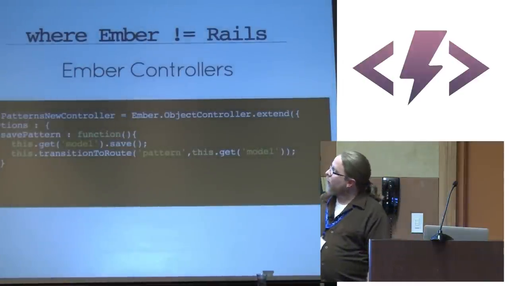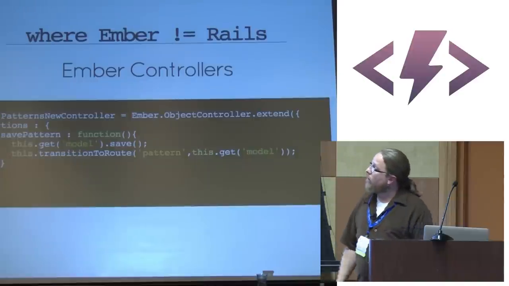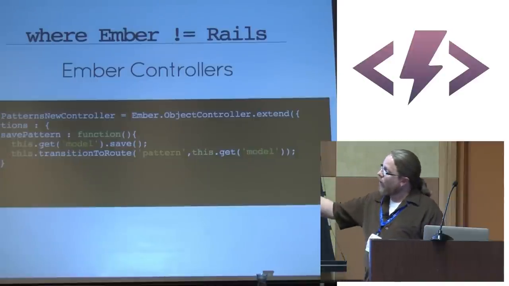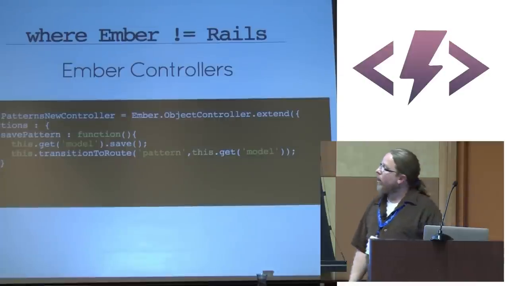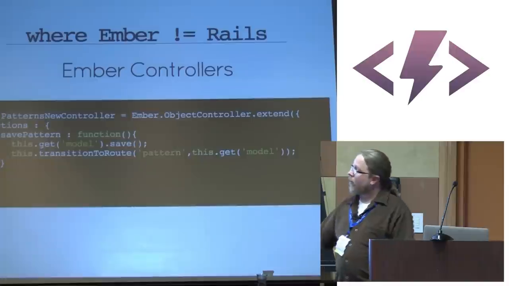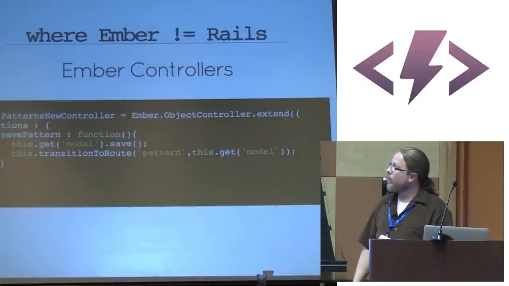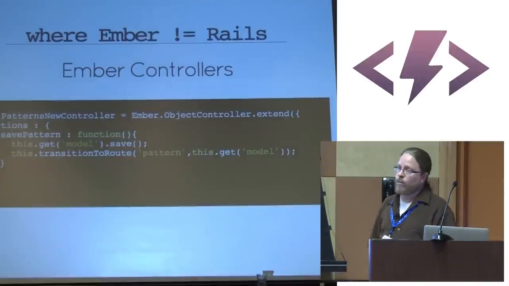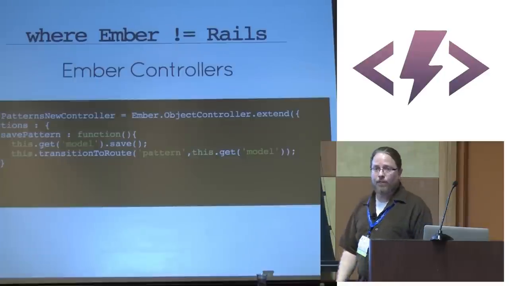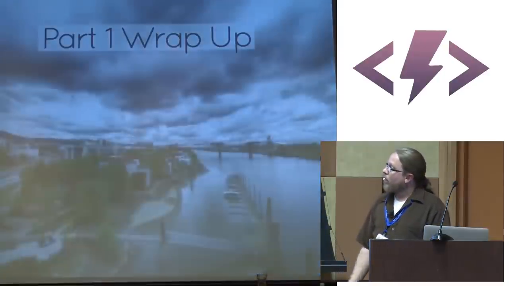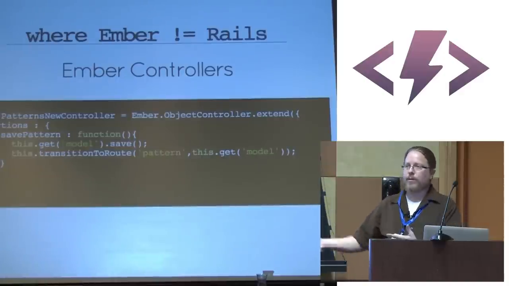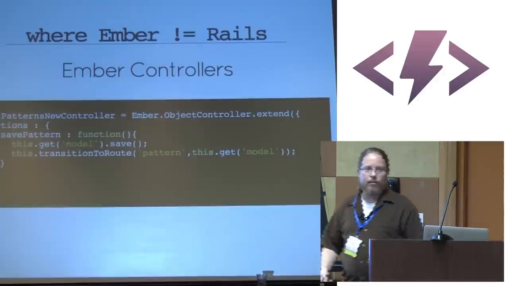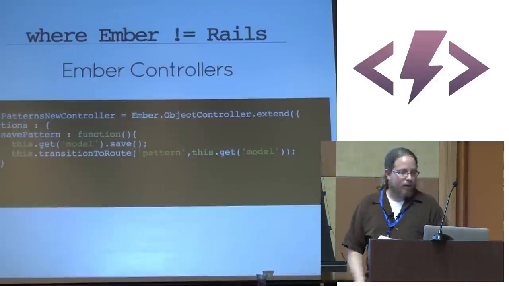So an Ember controller is going to look something like this. We've got a patterns new controller that has a hash of actions that can be taken on it. Like if you're going to save a pattern, you're going to look up a model, call save on it, and then transition to somewhere else within your application. In a Rails context, that would be analogous to putting these attributes into the model, saving it, and then redirecting to showing that model instead of editing it.